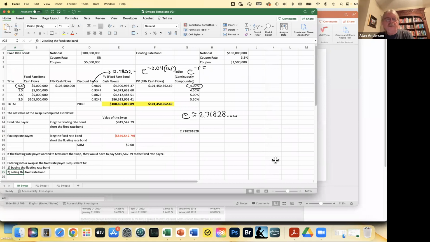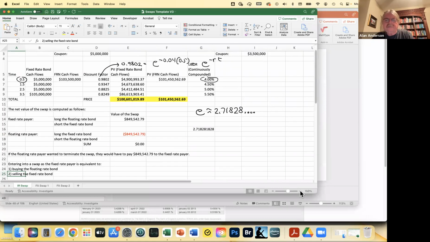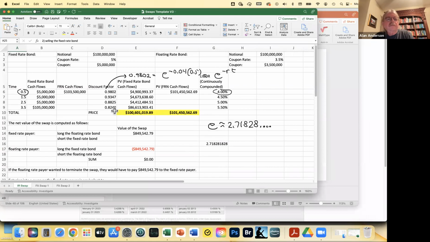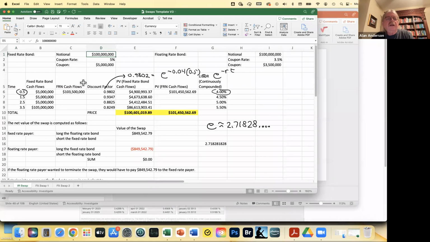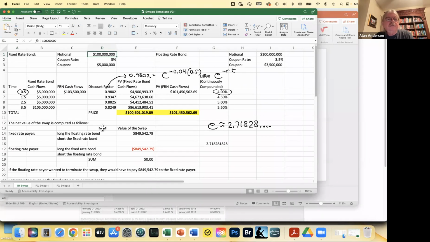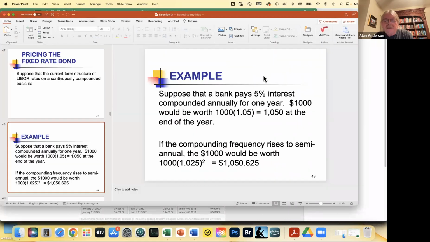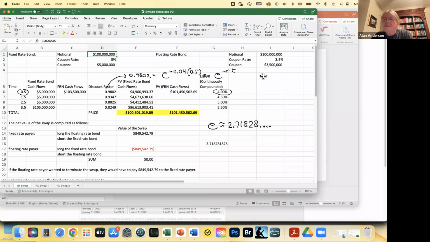So here it is, all the details. The notional underlying all of this is $100 million. And the coupon to the fixed rate bond is 5%, which means $5 million a year. The floating rate comes from the current level of LIBOR.